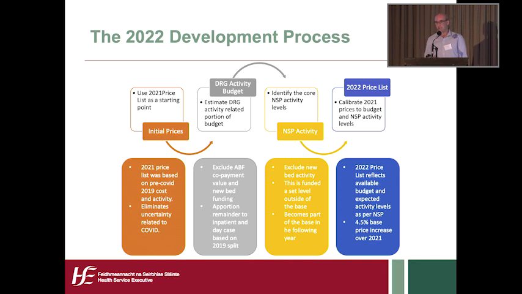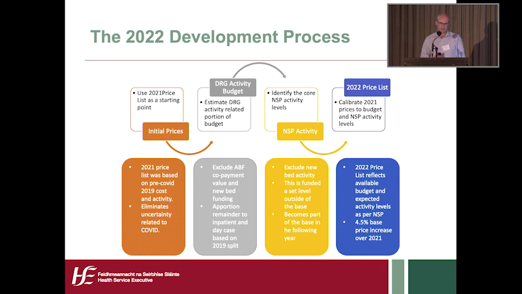And essentially then the last step is a calibration step, really. You're comparing the activity levels and the estimated value to the budget. And what turned out as a result of that was a 4.5% base increase over 2021, which is very much in line with the usual sort of inflation pattern that we had been seeing. And we were happier that would make a better basis of a price list for a non-COVID environment.